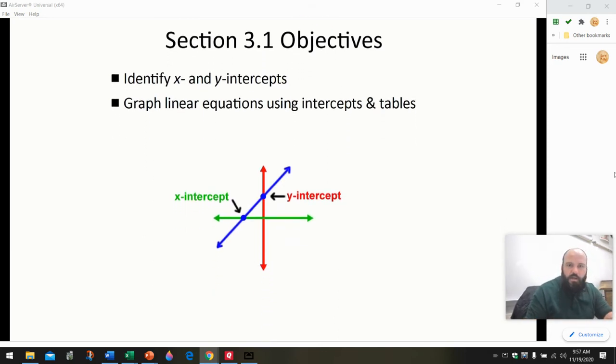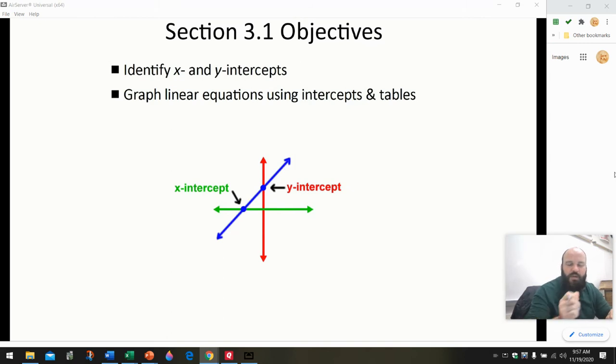So let's get started. So the first thing I want to show you is what a graph looks like where the x and y-intercept are both being labeled. So you already should have known that this right here is the y-axis, and where the graph crosses that y-axis is called the y-intercept. Well, in a similar fashion, if you have a line and it crosses the x-axis, that point at which it crosses is called the x-intercept.